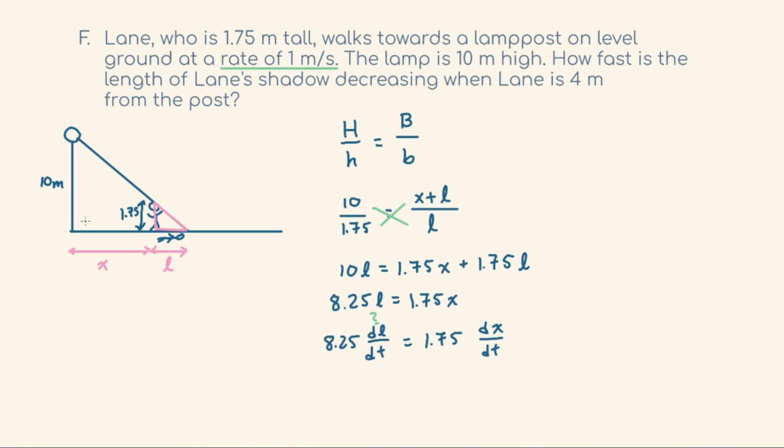The distance between the lamppost and lane is decreasing because he's walking towards the lamppost. So dx over dt is going to be negative 1. We've got that, okay? So we've got 8.25 dl over dt is going to be equal to negative 1.75. And all that's left to do now is just to divide both sides by 8.25, and you're going to get what dl over dt is.